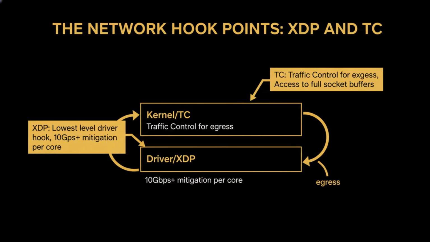For ultra-fast DDoS mitigation, we use XDP, or Express Data Path. XDP runs at the lowest possible level, the network driver, before the kernel even creates a socket buffer. This allows us to drop malicious packets at 10 gigabit per second plus speeds on a single core. If we need more context, like egress filtering or packet mangling, we use the traffic control, or TC, hook. TC operates slightly higher in the stack, but provides full access to the socket buffer structure. Combining XDP for ingress and TC for egress gives us a complete, high-performance security perimeter.